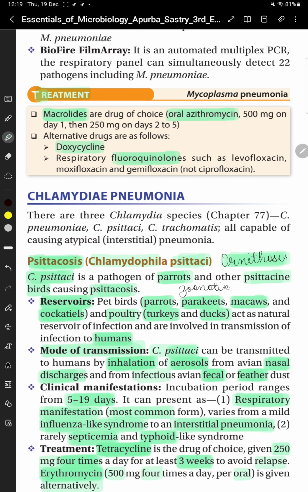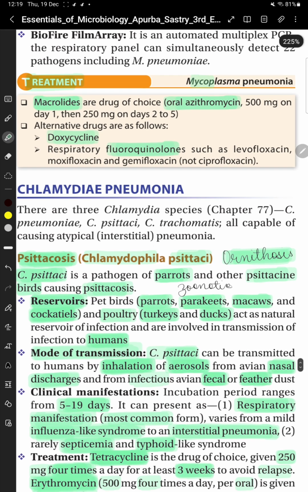The treatment of the pneumonia by Mycoplasma pneumoniae is macrolides. Macrolides are the drug of choice like oral azithromycin. The alternatives are doxycycline and respiratory fluoroquinolones. In case of atypical bacterial pneumonia, macrolides are the drug of choice.